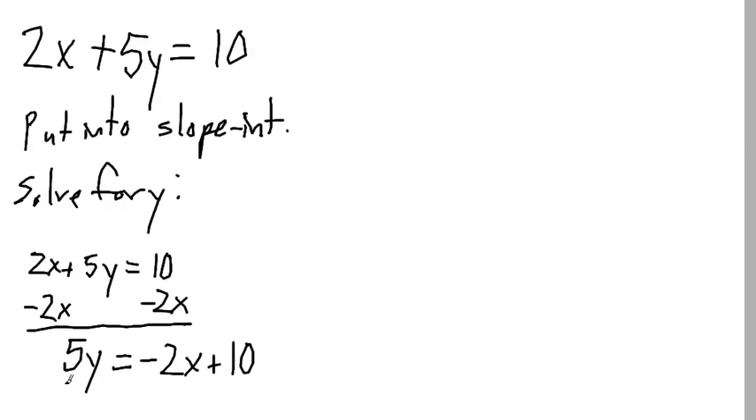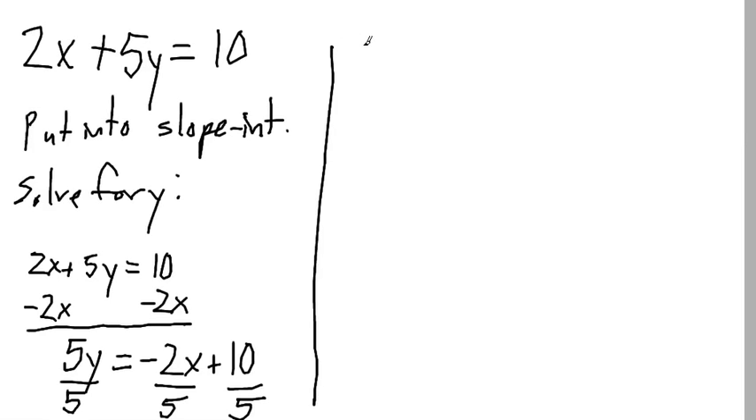Now I've got 5y. I need to get rid of the 5. It's 5 times y, so I'll divide both sides by 5. When I divide by 5, I really have to divide every single term on the right by 5. I have to divide negative 2x by 5 and 10 by 5. So what this leaves me with is y, because the 5s cancel out here, is equal to negative 2/5 x, plus 10 divided by 5 is 2.